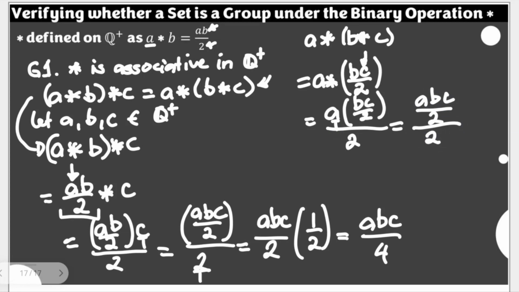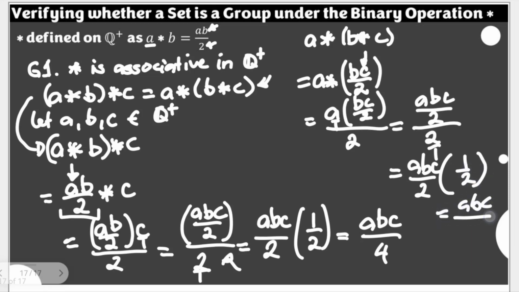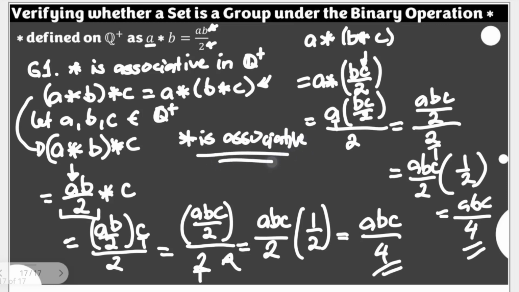But to simplify it further, this is 2 over 1, you have abc over 2 times 1/2, which will give us abc over 4. Both results are the same. Hence, we can say here that star is associative. Now that we have established that star is associative, we are going to proceed with G2.